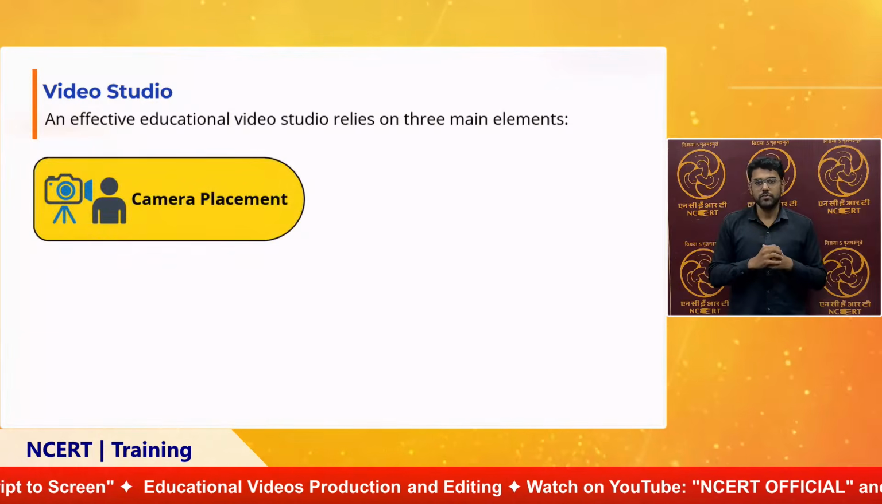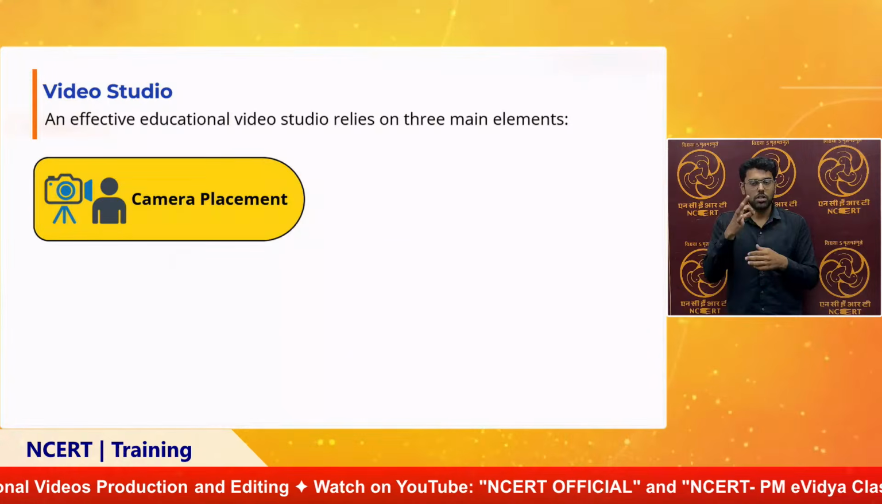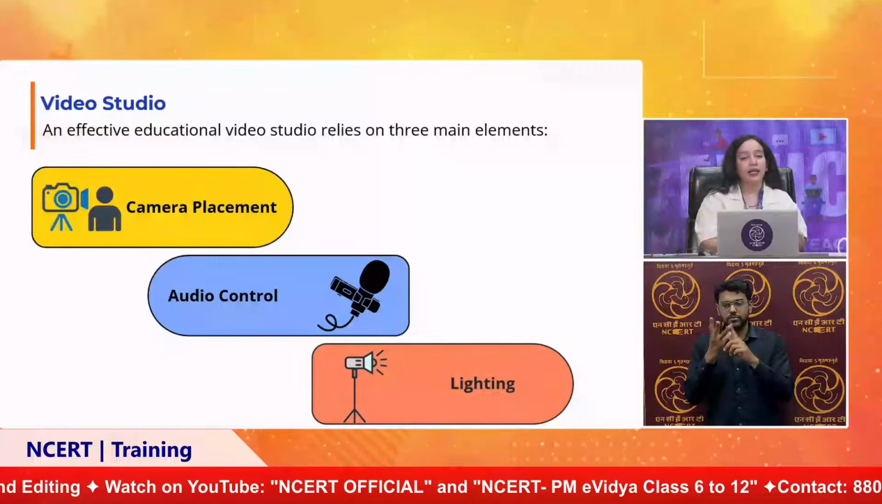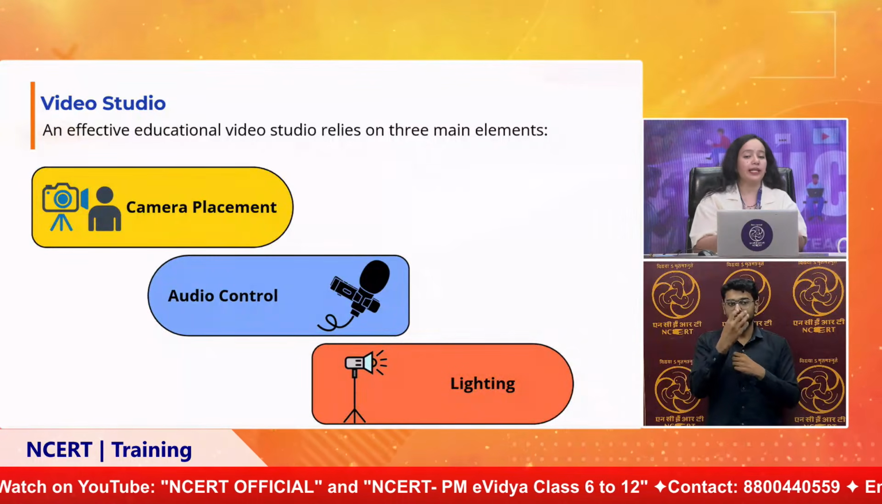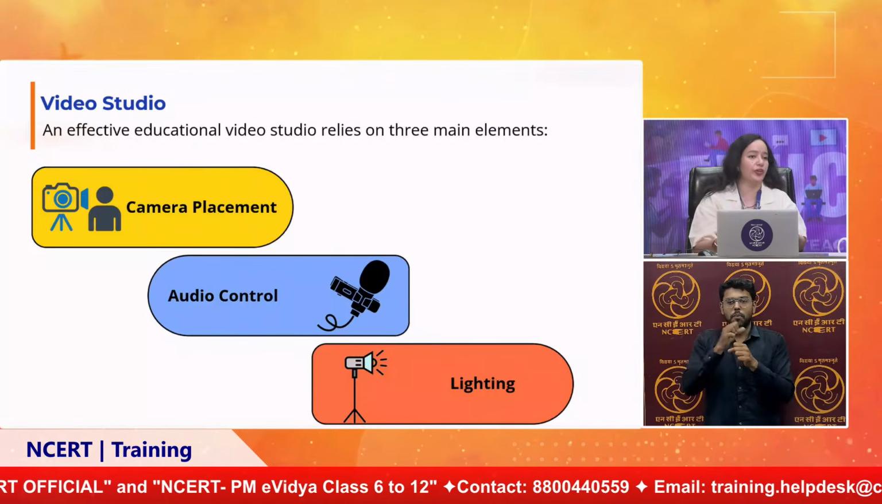So first, number 1 is camera placement, which plays a very important role. Another is audio control. And the third one is lighting. All these 3 elements are the basics of video production, of the video studio.